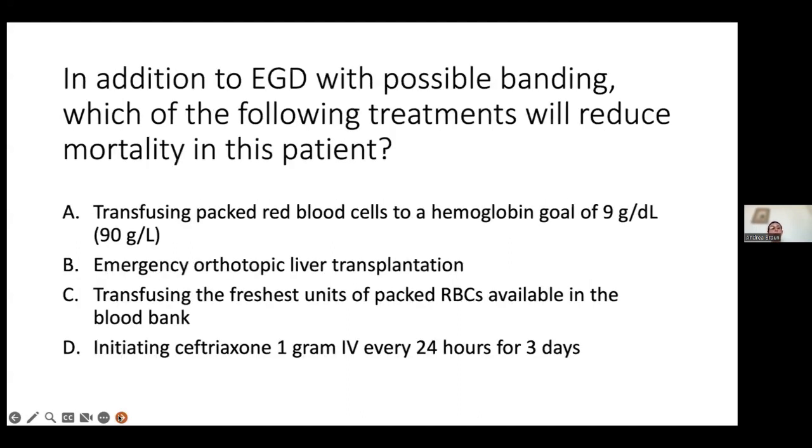And then if someone needs a massive transfusion protocol, then it's a little bit different. Then you would give packed red blood cells and FFPs in a ratio of 1:1, and platelets as well.